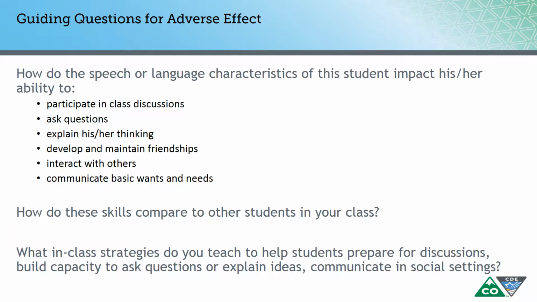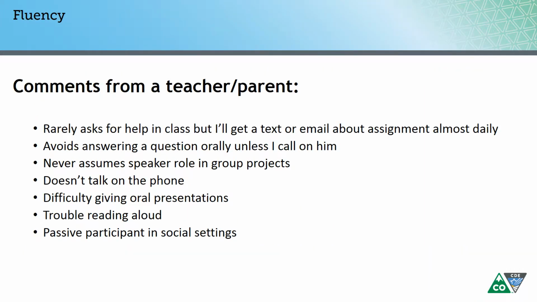It is always important to compare the student to peers from similar cultural and linguistic backgrounds. Tie the skill or deficit back to what the grade level expectations are to assist in determining whether or not speech and language services are needed for the student to access general education. These are some examples of statements you may hear from parents or teachers that can be used to assist the team in determining the impact of the student's fluency on access to general education.